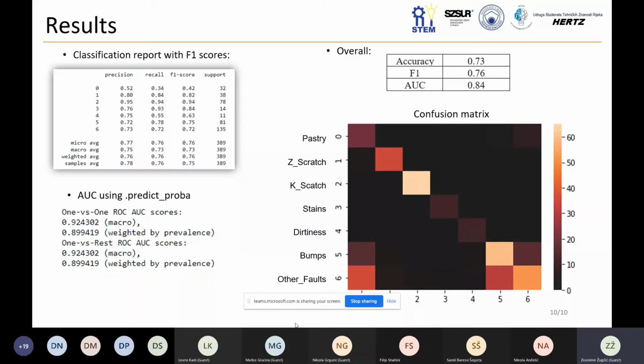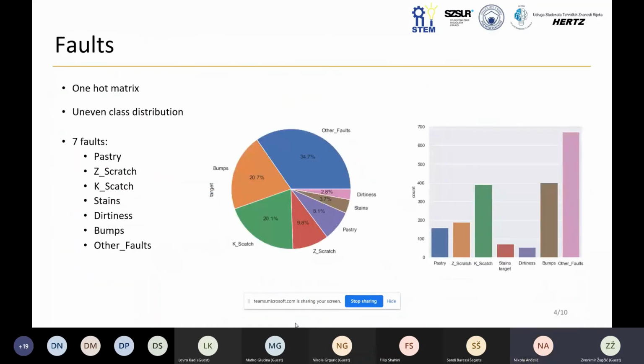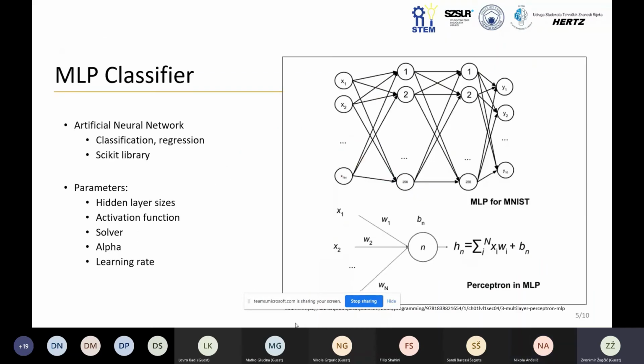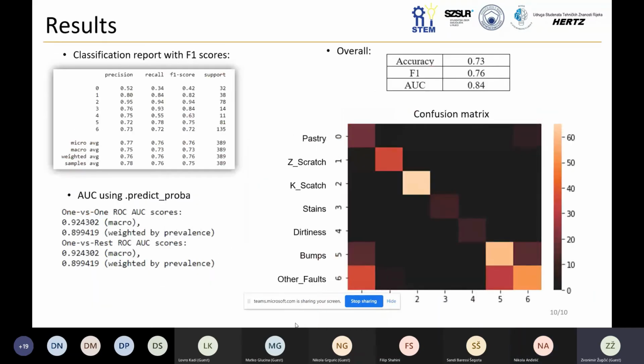Here is the confusion matrix showing the dependencies on the input features. As we can see, number 2 and number 5 are scratch and bumps. If we go back, scratch and bumps were 20% each of the input features, and other faults was the biggest part. And the correlation can be shown here. So that is the conclusion, that it depends on the input values and on the distribution.